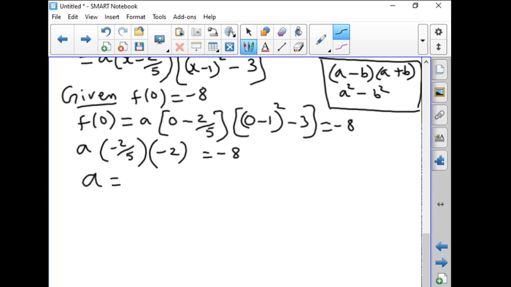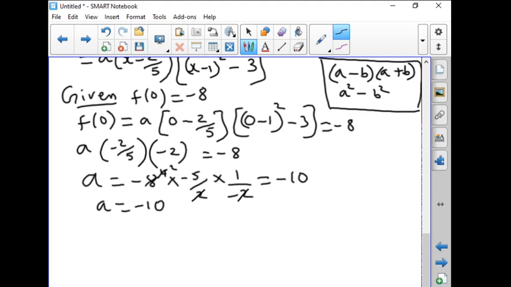So a is equal to minus 8 into minus 5 by 2 into 1 by minus 2. Minus 2 by 5 and minus 2 we have taken to the other side. So minus into minus is plus, plus into minus is minus, then 2 goes here 4 times, then another 2 is here, so 2 times, so 2 5s are 10. Okay, so a is equal to minus 10.